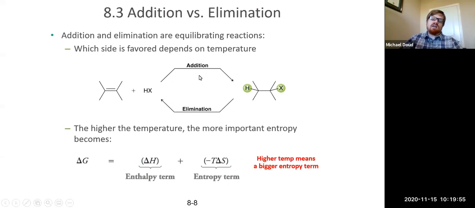So, how does addition relate to elimination? We mentioned before that it's the opposite, the reverse reaction of elimination. And sure enough, if you just draw it out, it seems pretty clear. You take your alkene, you add HX, that's your addition reaction. And then you get one of the carbons bonded to H, the other carbon bonded to X. Well, the reverse is just an elimination. You eliminate X, you deprotonate the proton, and you form your alkene like there.